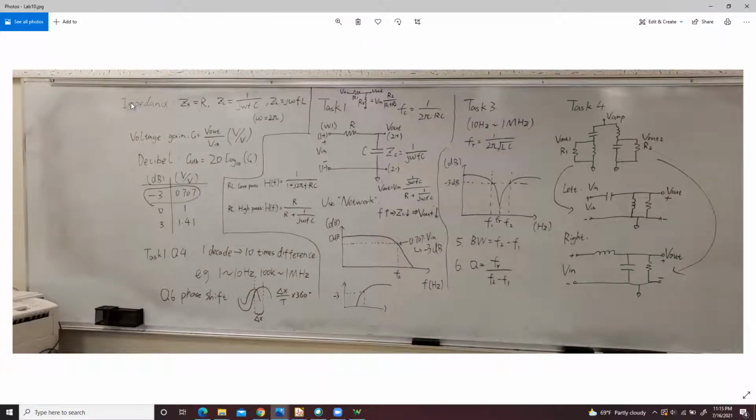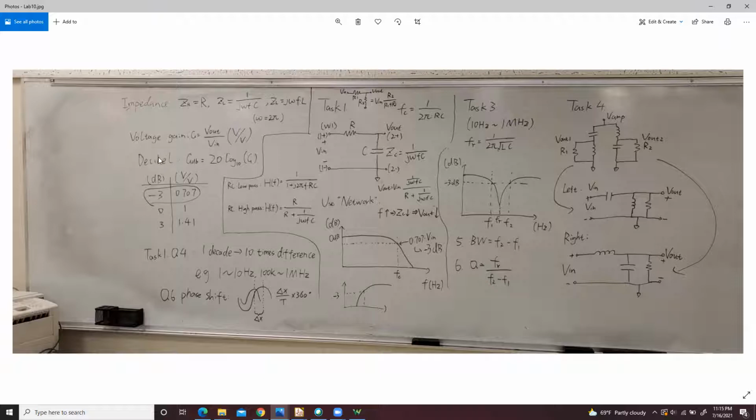First of all, the impedance. I mentioned this before. Impedance is kind of like a resistance to a resistor, but the impedance of a capacitor is this equation: 1 over j omega C, where omega is equal to 2 pi f. And the impedance of an inductor is j omega L. So you can see here the impedance of a capacitor and the inductor changes with the change of the frequency.